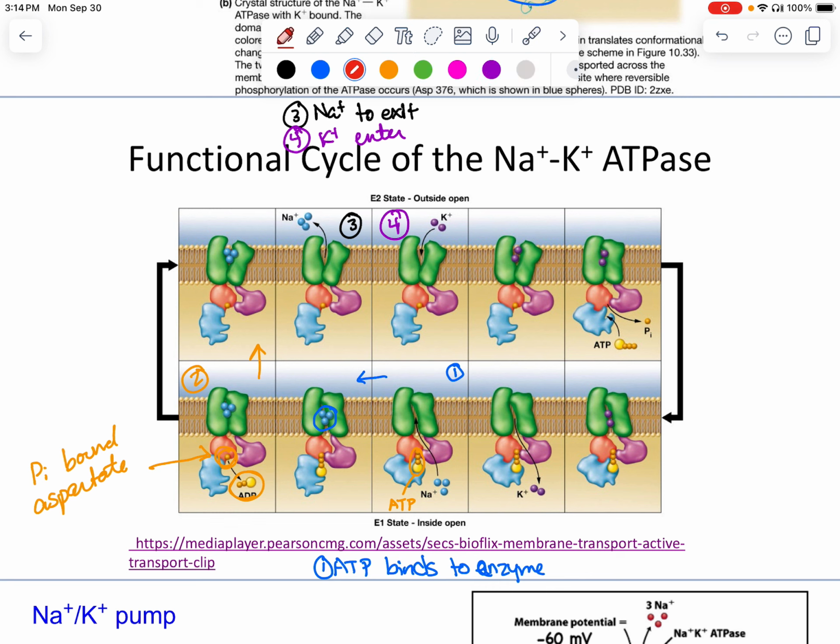Then as we move across here, notice that we've got those potassiums in our binding site. And then look at what is happening here. We have another ATP bonding. As it does, that phosphate leaves. And that ATP binding causes another conformational change, right? And so we see that right here. So let's just keep our list up here. So another ATP binds.